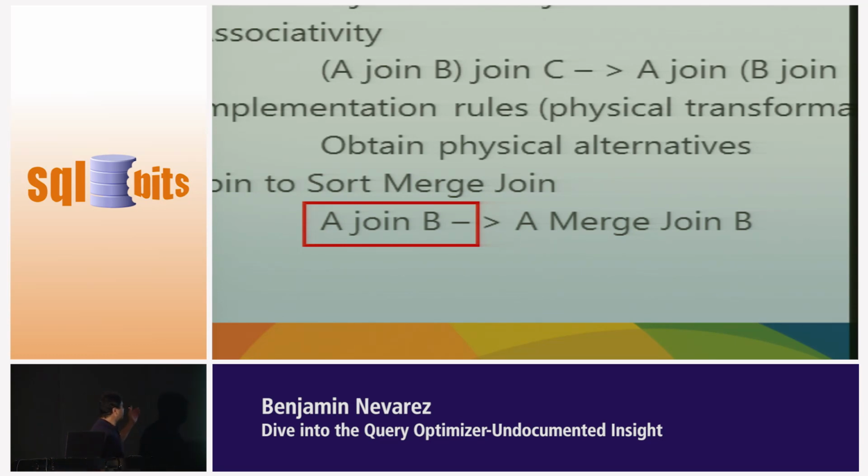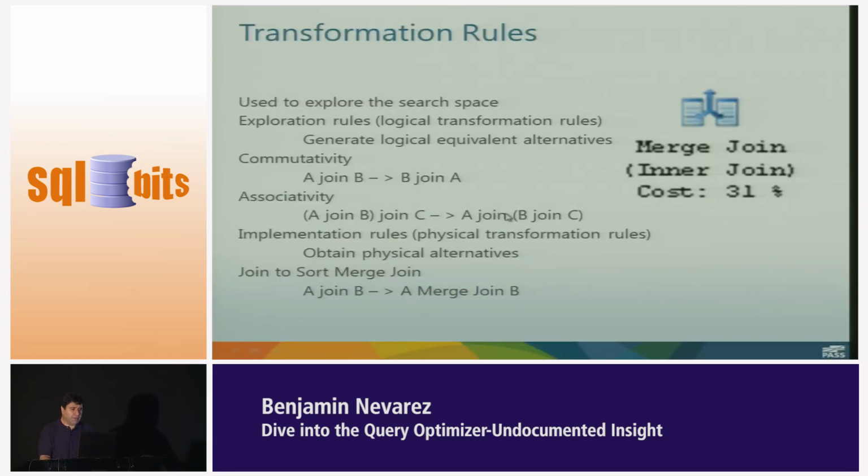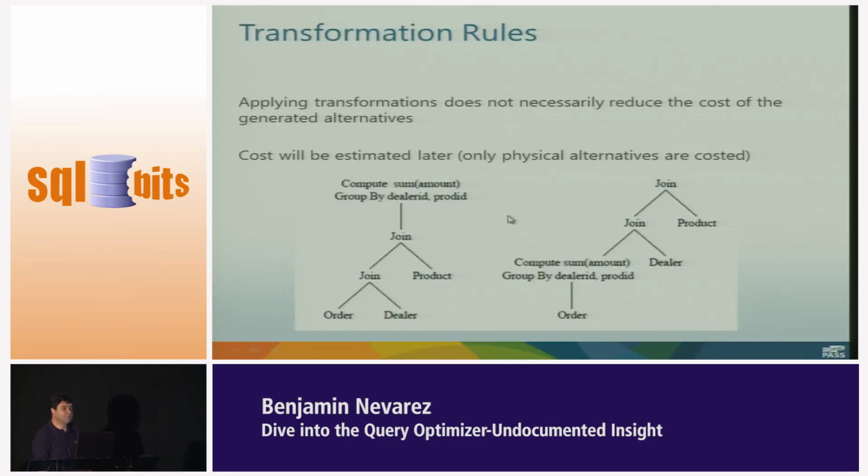This is a logical tree joining 2 tables. We are supposing it's a logical operation. And there might be a rule that it shows a merge join, which is now a physical operator. Okay? So rules can find from logical to logical operations or from logical to physical operations. There's never going to be from physical to logical because it doesn't make sense. We're trying to find physical operations.